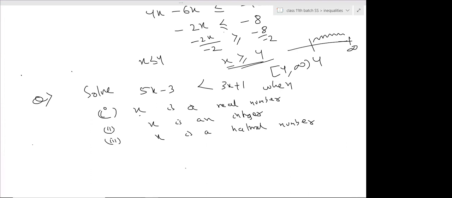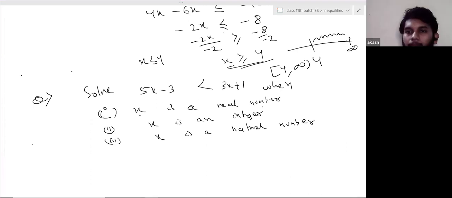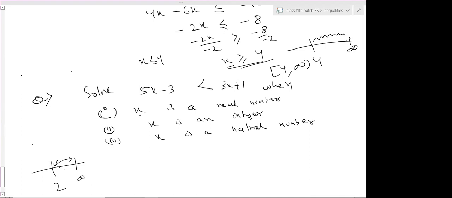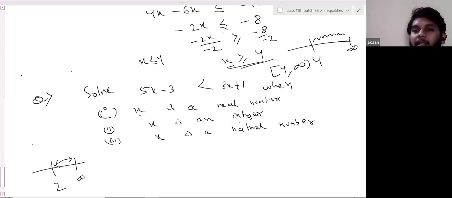Okay. Right, and same for the natural numbers. Second one, we cannot use intervals, right? Why? Because if you write the interval from 2 to infinity, then all the numbers from 2 to infinity are included. Yes or no? Yes. But here they are saying x is an integer. That means we have to only select the integers between two numbers.